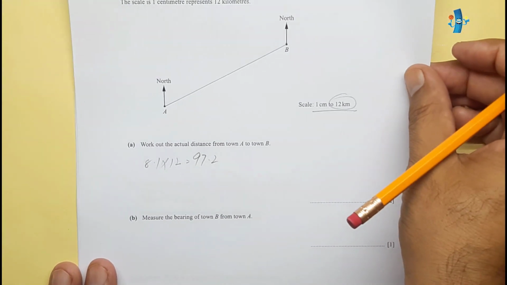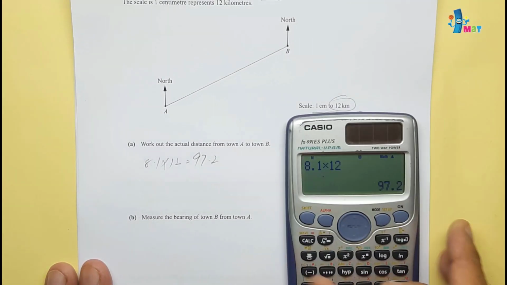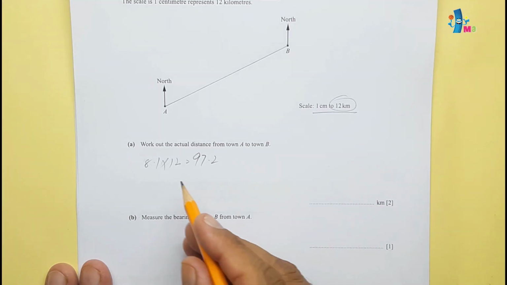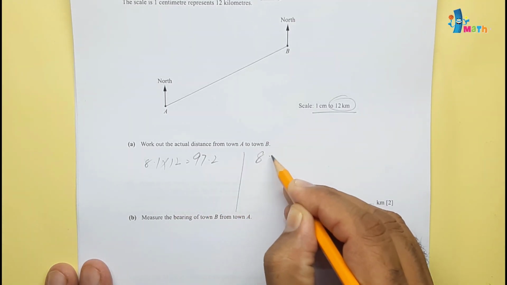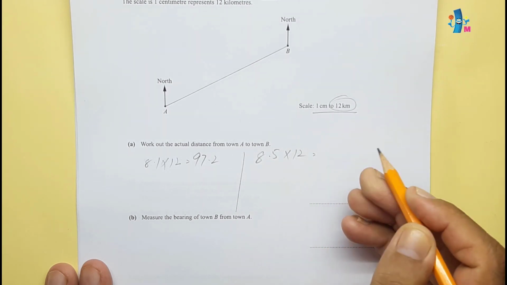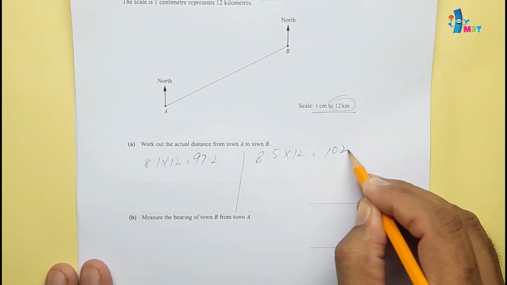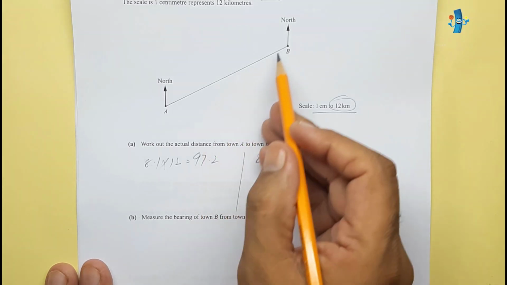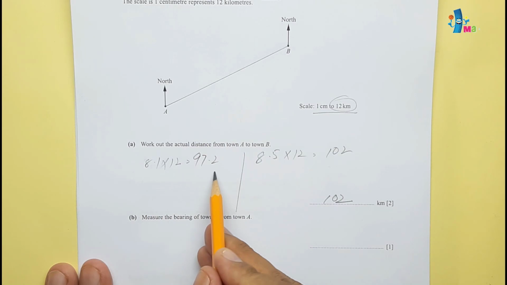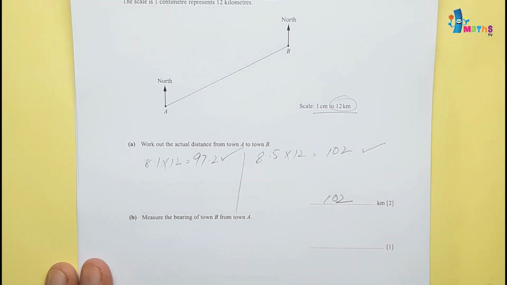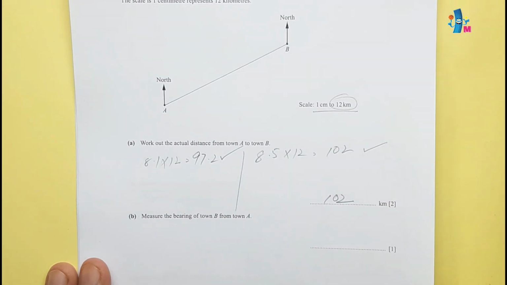So 102 means they have taken measurement 102 divided by 12 will be equal to 8.5. So in the actual drawing this measurement was 8.5. If we multiply by this we will get 102. So I'm writing the marking scheme measurement which is 102, but actually this drawing is having this measurement. So I have written both the answers. You can understand this. Basically this is for understanding purposes.